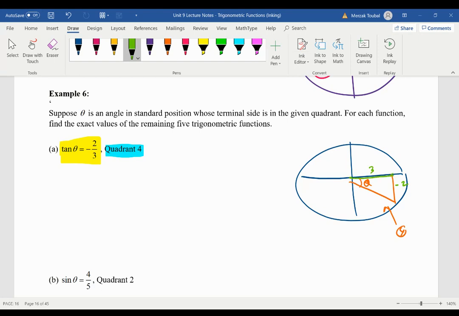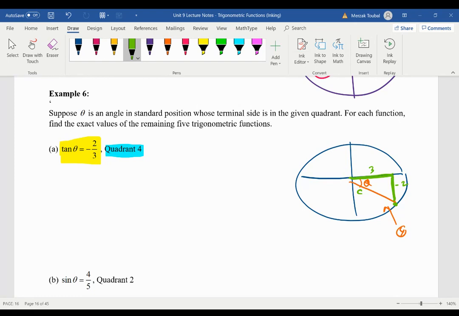So negative 2 has to be the opposite, because the opposite here is below the x-axis and has to be negative. The adjacent has to be the positive number 3 because it's on the positive x-axis. So it's negative 2 over 3 because tangent is opposite over adjacent. We don't know what the hypotenuse is, but we can solve for it.